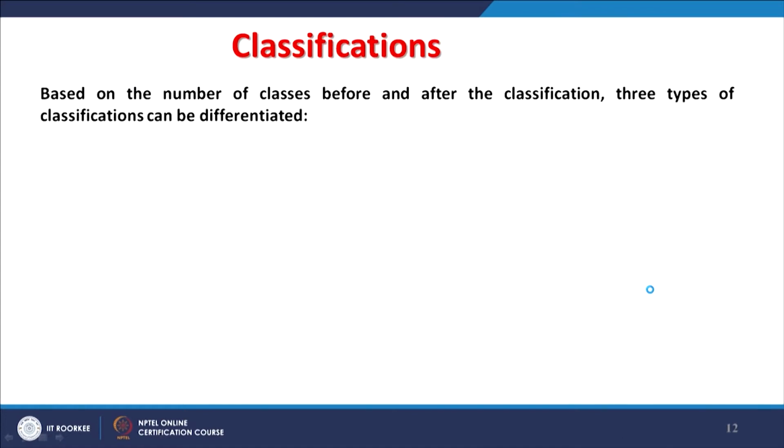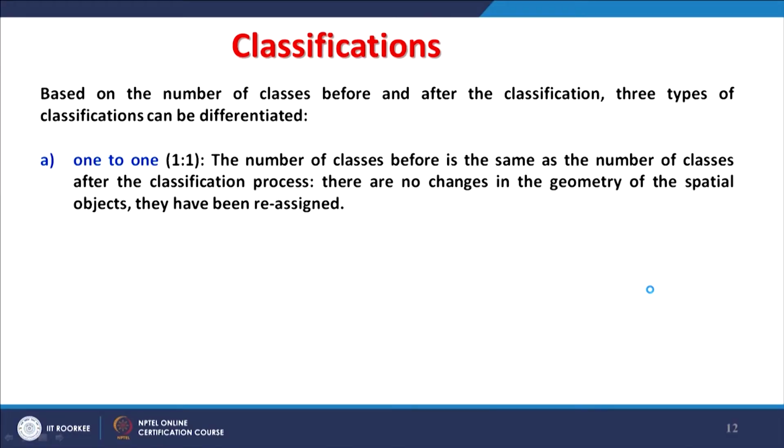This reclassification is based on the number of classes before and after the classification. There are three different types of reclassification techniques available. The first one is one-to-one relationships. The number of classes before is the same as the number of classes after the classification process, and there are no changes in the geometry of spatial objects. Only the values are reassigned, and this we call one-to-one.